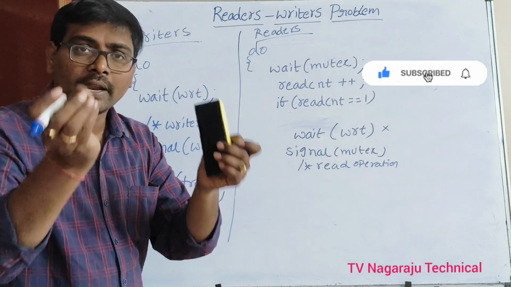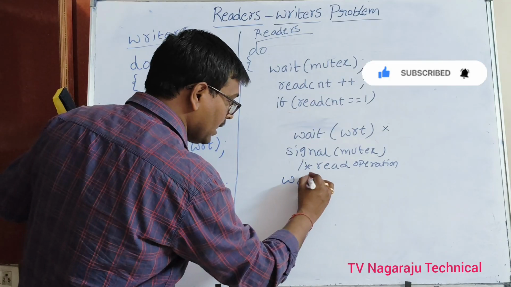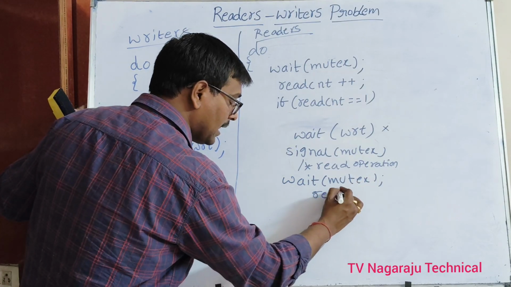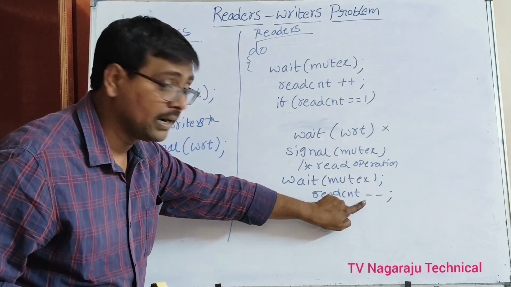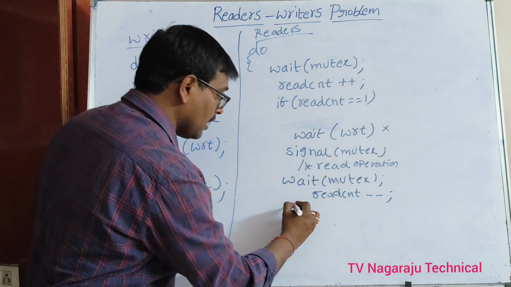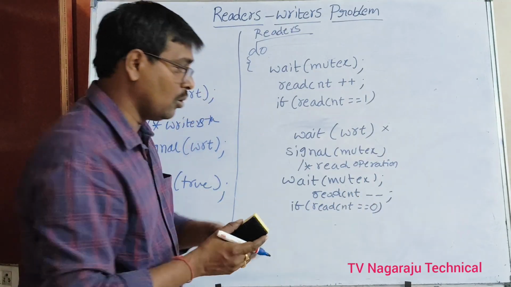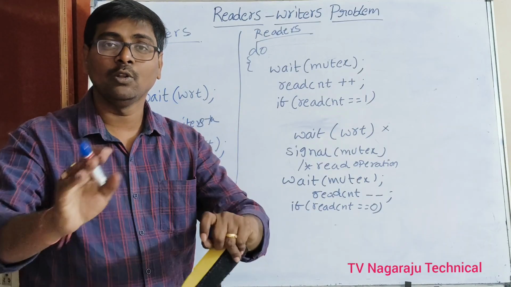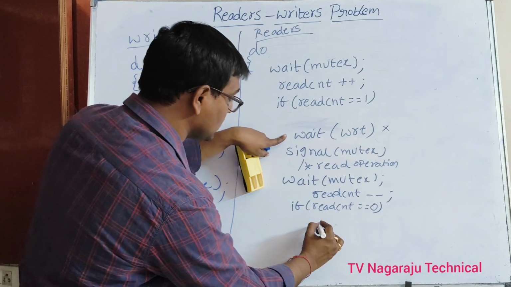For example, if the reader wants to leave, what is the procedure? If the reader wants to leave, simply call wait of mutex and then decrement the read count value by 1. After decrementing the read count value, check if read count is equal to 0. After decrement, if read count is equal to 0, in the sense right now there are no readers. If there are no readers, in the sense the critical section is free.